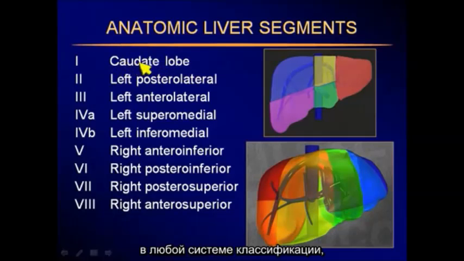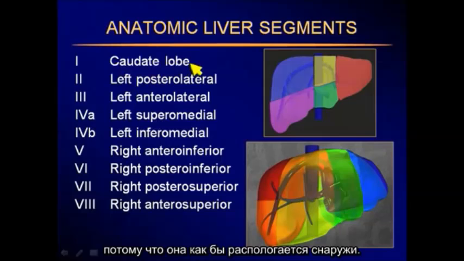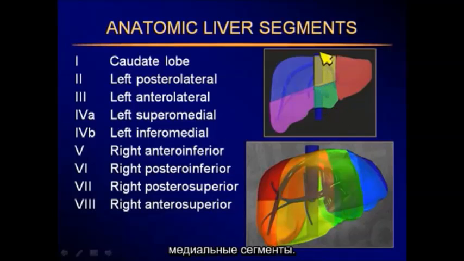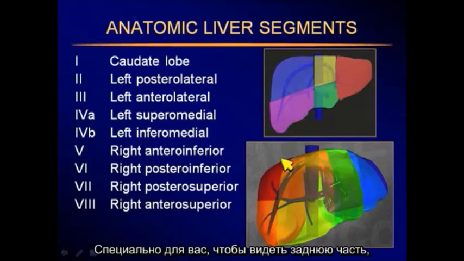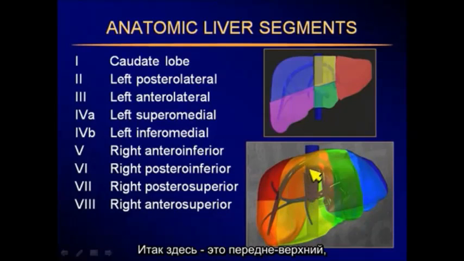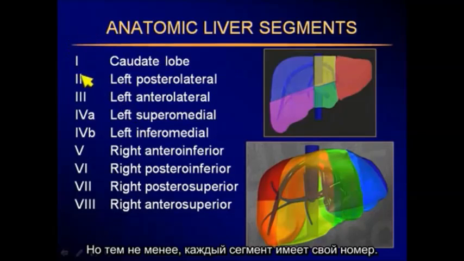That's always segment 1 in any system of classification, because it kind of stands alone, so we get it out of the way. Then we see the medial segments. We have a superior and inferior medial subsegment. And when we get to the right lobe, here we have anterior superior in blue, and we have anterior inferior in purple. For you to see the back, I've rotated this liver slightly. So here's anterior superior, anterior inferior. In the back is posterior inferior and posterior superior. These segments are labeled 5, 6, 7, and 8. It's kind of an unusual system. It kind of twists around like a figure 8. Nonetheless, each segment has a number.